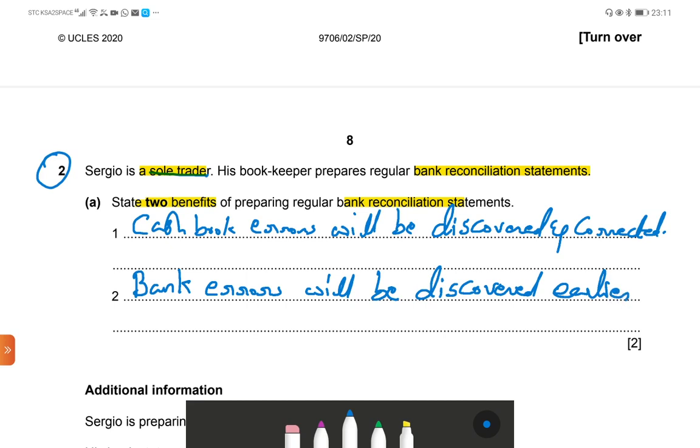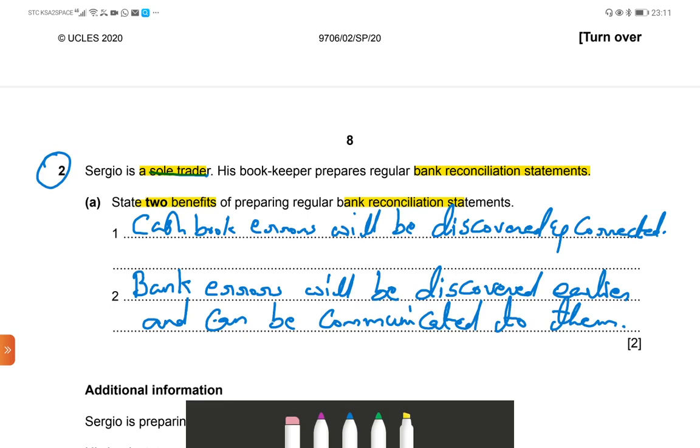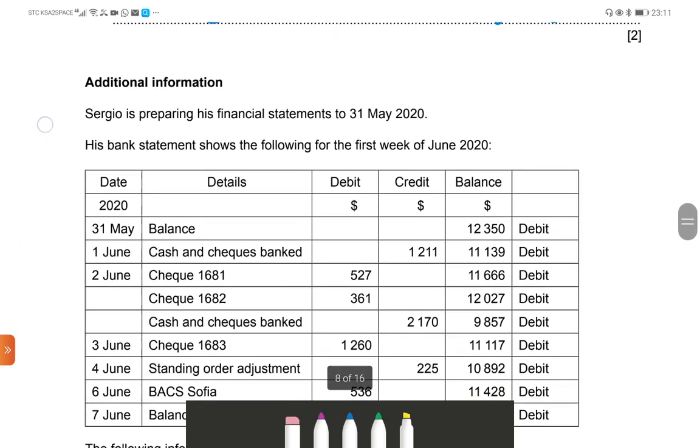And can be communicated to them. Cash book errors we can find early and we can correct ourselves. But bank errors also we can find and we can inform the bank on time. So the first answer is done.